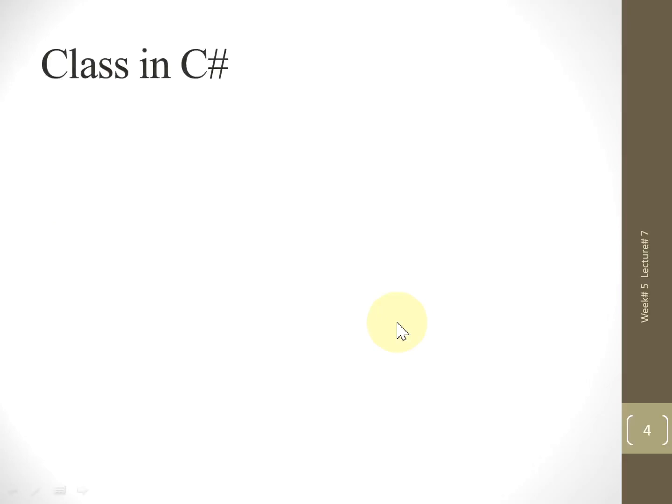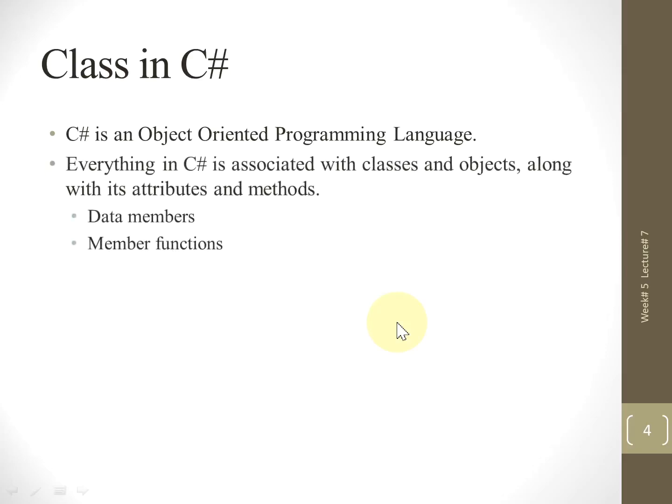First, what is a class in C#? It means that we are properly starting object oriented programming within C#. As we already know, C# is an object oriented programming language, and everything in C# is associated with classes and objects along with attributes and methods. It means we have two members within the class, that is data members and member functions. So we can also call them attributes and methods.